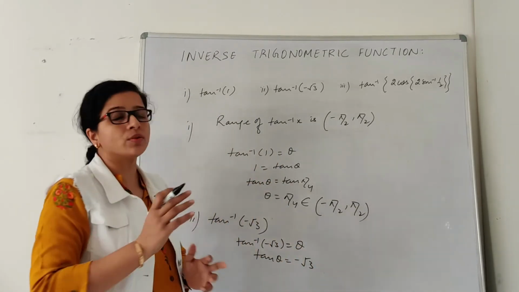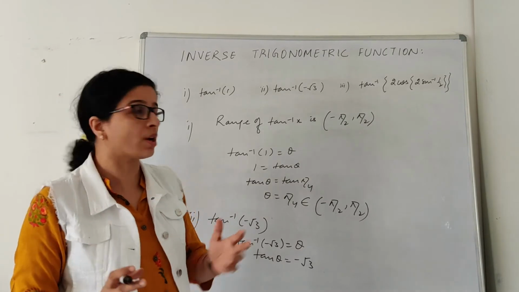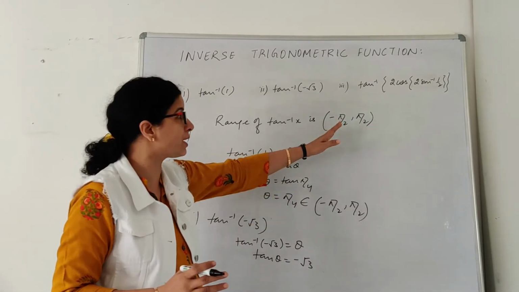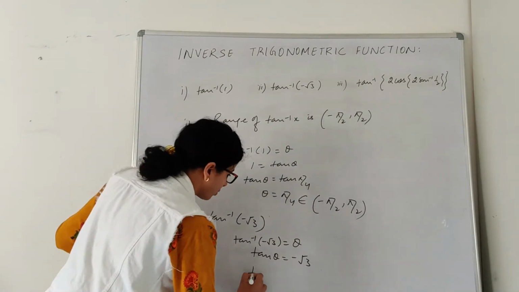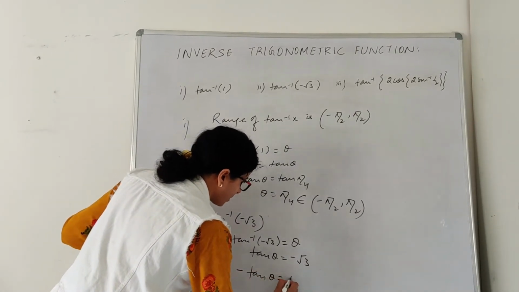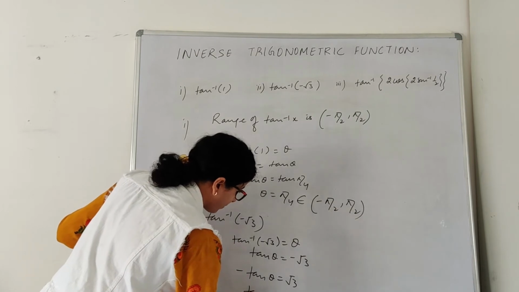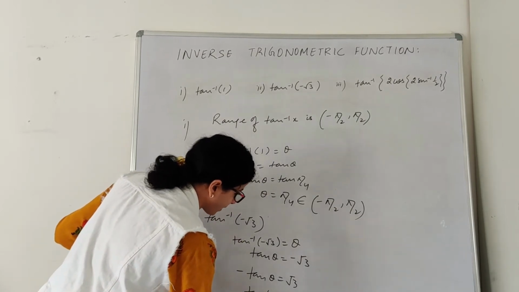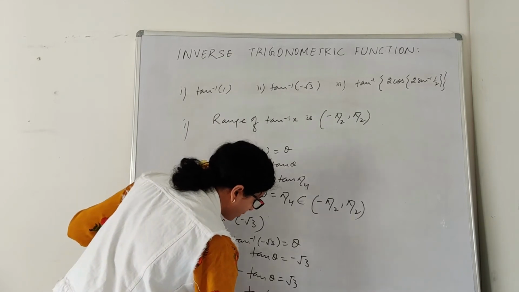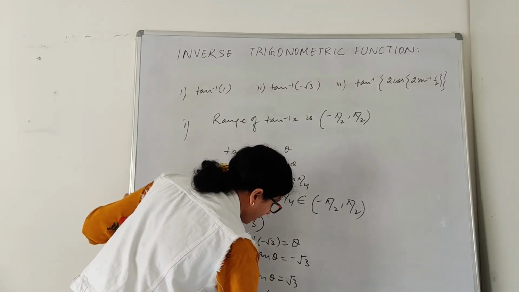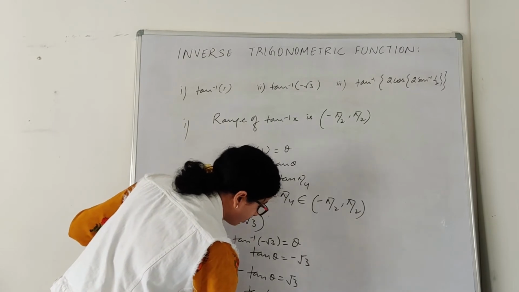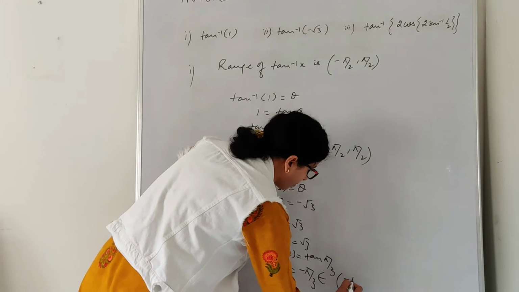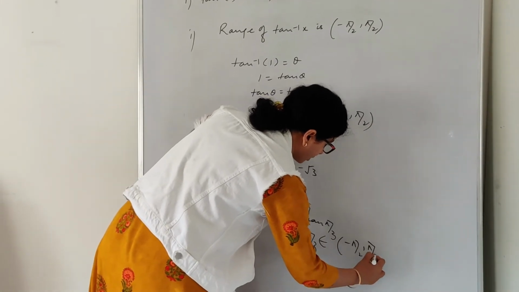Now I cannot use the concept of the second quadrant because here my range is minus pi by 2 to pi by 2. So it should lie in that range. So what I am going to do: minus tan theta is equal to root 3, so tan of minus theta is equal to root 3. So when is my tan root 3? Tan of minus theta is equal to tan pi by 3. So theta is equal to minus pi by 3, which belongs to minus pi by 2, pi by 2.